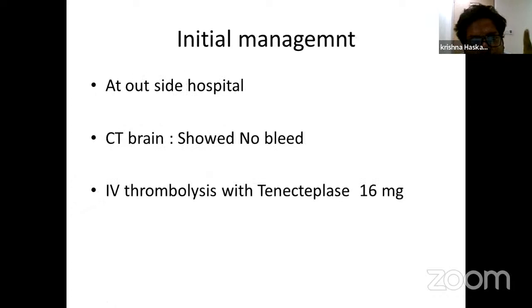So initially, he was managed outside the hospital. He was a drip and ship model. They had taken a CT brain, which didn't show any bleed. And IV thrombolysis was done with 10 mg of alteplase, and then he was shifted here.